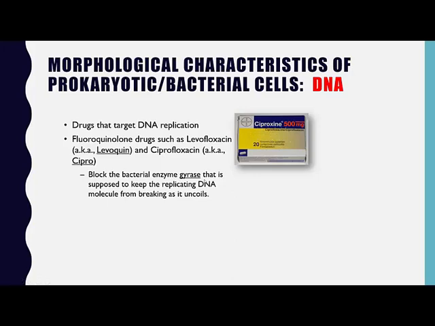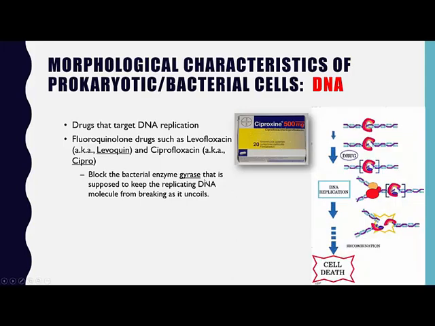So, what's gyrase supposed to do? Why is it so important to cells? Gyrase in cells is supposed to keep the replicating DNA molecule from breaking as it uncoils. So here's a bacterial cell, and again, it's supercoiled. And when bacterial cells uncoil, they would snap. But there's this little enzyme here shown in red, and this is our gyrase enzyme. And it's supposed to reattach the DNA after it's been broken, so it keeps it together.